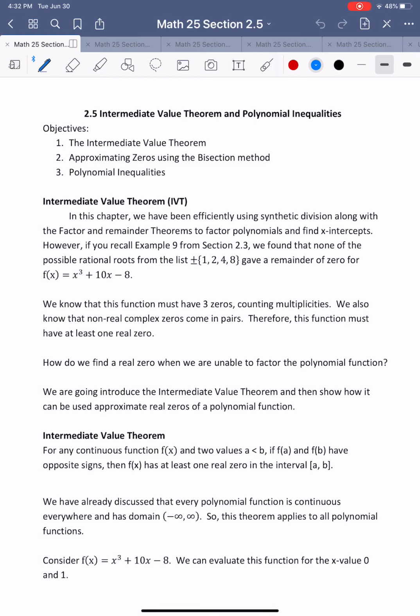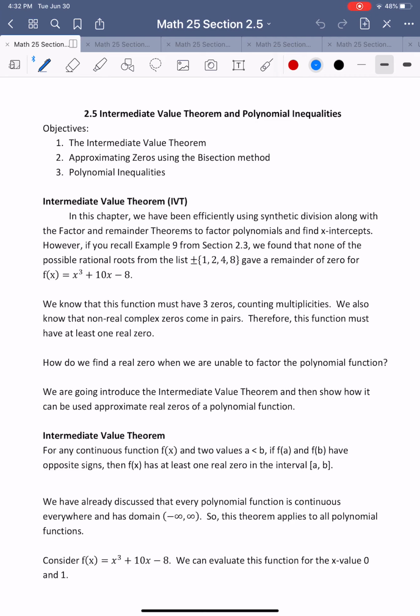This is section 2.5, intermediate value theorem and polynomial inequalities. Objectives: number 1, the intermediate value theorem. Number 2, approximating zeros using the bisection method. And then polynomial inequalities. So, the intermediate value theorem, which we call the IVT.